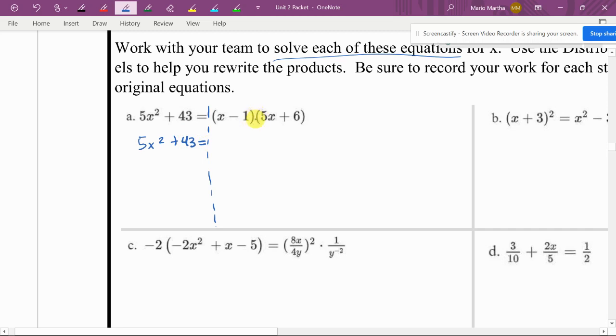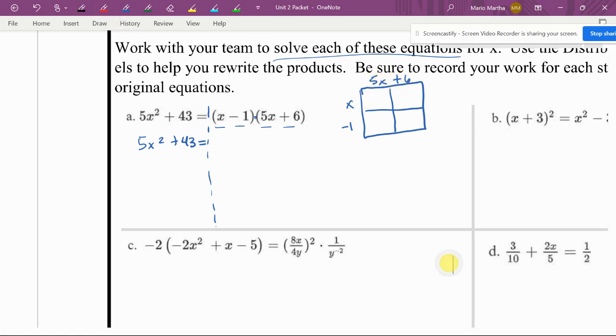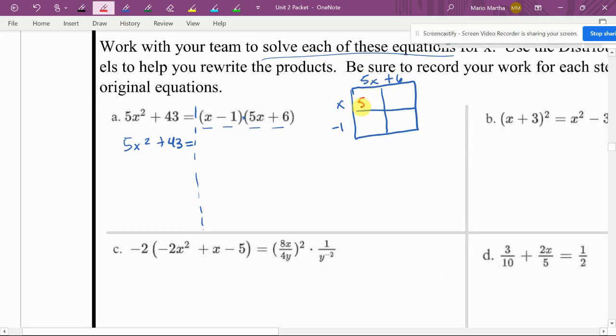And then on the right side, I'm multiplying two things. I have two parentheses: x minus 1 and then 5x plus 6. Here we have to use the box method, the area model, to make it a little easier for us. So we're going to draw our box. We have x minus 1 and then 5x plus 6. We multiply things out again. x times 5x gives me 5x squared. x times 6 is 6x. 5x times negative 1 gives me negative 5x. And then negative 1 times positive 6 gives me negative 6. So that becomes the right side of our equation.